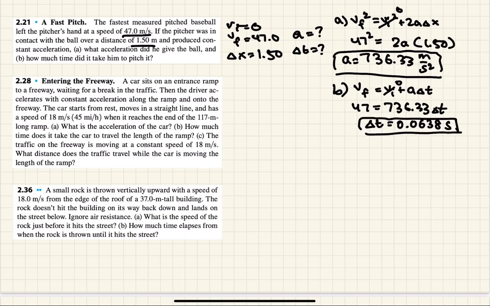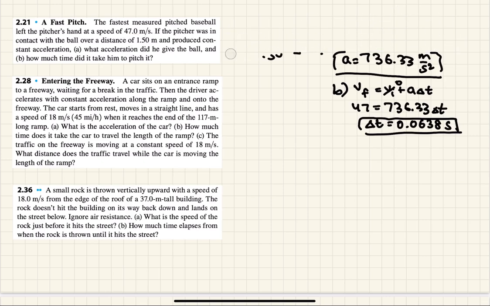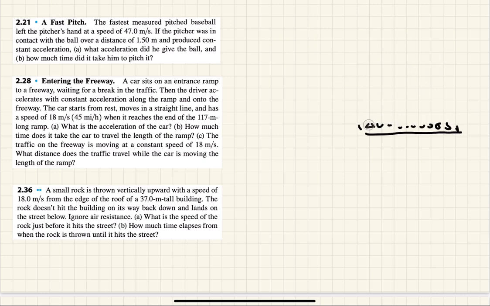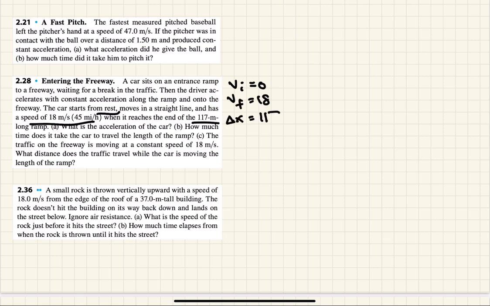All right, that's the first problem. We can do basically the same thing with the second problem. If you read the problem, it's very similar. It starts at rest, then moves in a straight line, has a speed of 18 meters per second, and travels 117 meters. We're given the same things. Vi equals 0, Vf equals 18, and delta x is equal to 117. We want to find acceleration, and we want to find time.